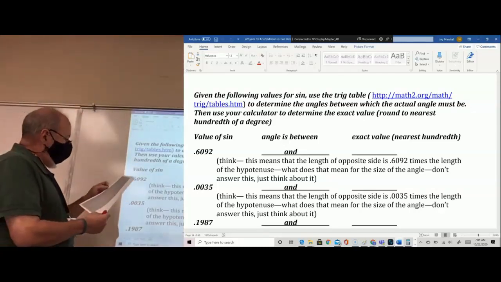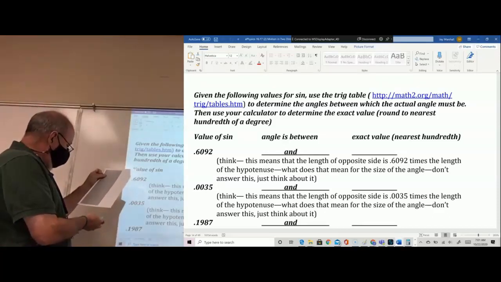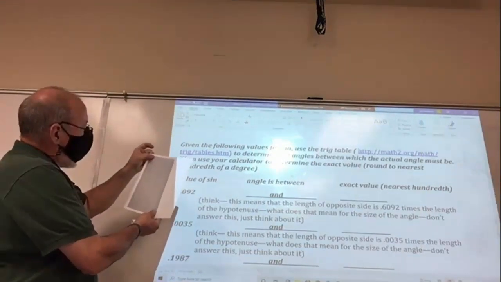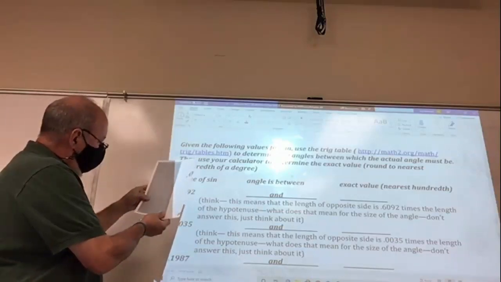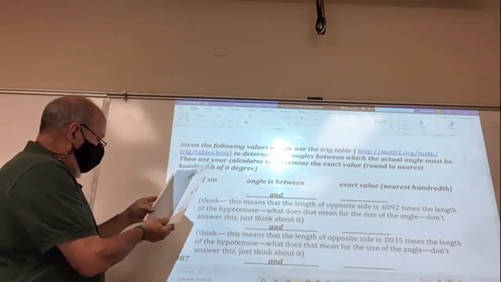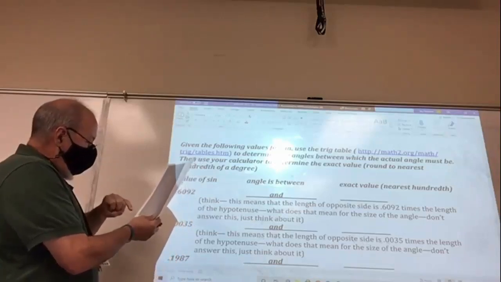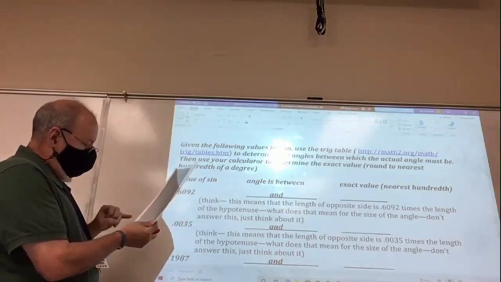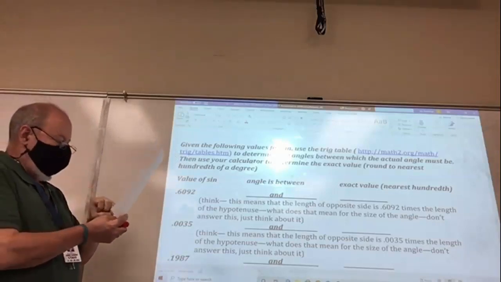So I said I've got a value of 0.6092, and I look at my sine column up here at the top, and I scroll down with my eyes to find a value that's the closest to 0.6092. And what two values on this table bracket 0.6092? What two values bracket 0.6092?